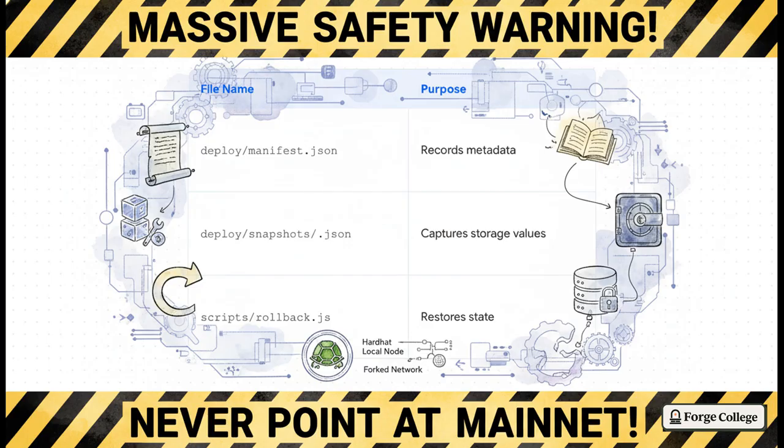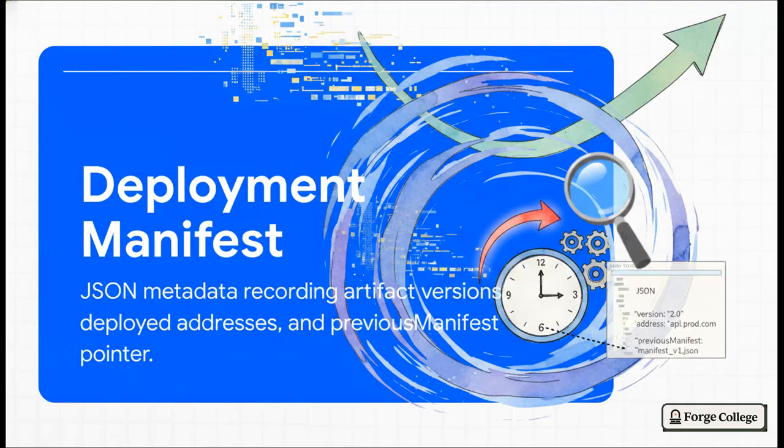Oh, and I need to give you a massive safety warning right here. For all your hands-on practice, you must always use a local Hardhat node or a forked network. Never, ever point these experimental scripts at mainnet. You've been warned. Let's look a bit closer at the deployment manifest.